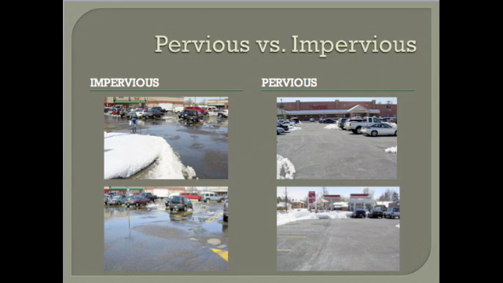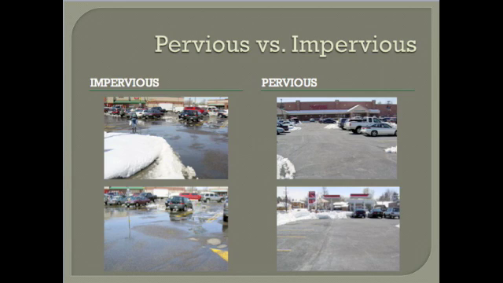This is a case study of pervious versus an impervious parking lot. These pictures are taken across the street from each other at a location in Denver, Colorado. The one on the left is the traditional asphalt parking lot, and the one on the right is the pervious pavement. The bottom picture for both is the second day. As you can see, the traditional parking lot has melted significantly and has created puddles and ponding. The pervious parking lot looks significantly more dry.